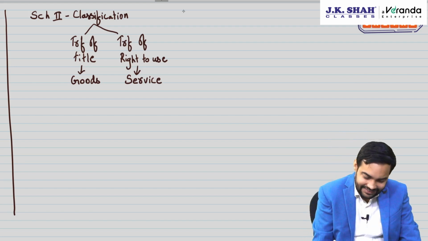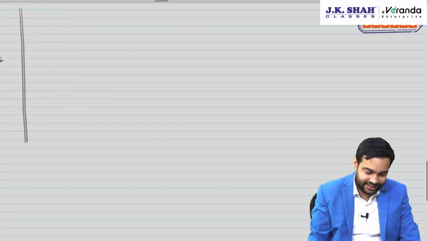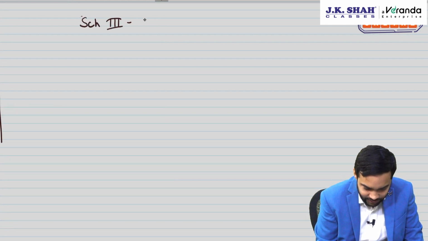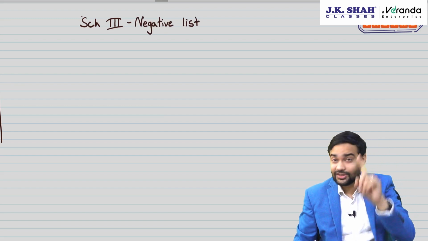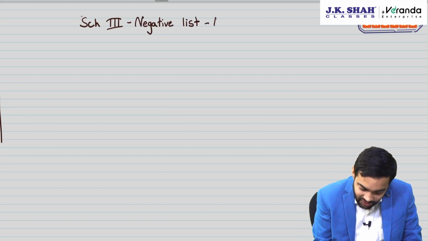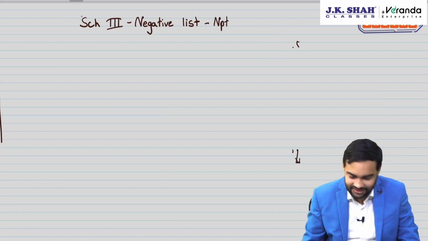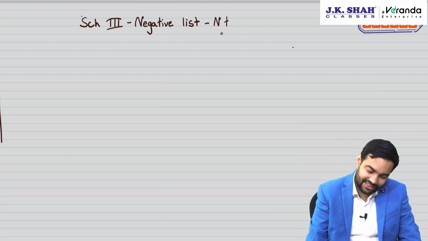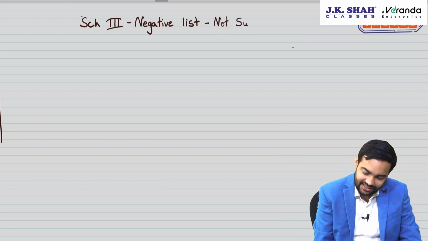Okay, then we move on to schedule 3. What does schedule 3 deal with? Schedule 3 deals with negative list. Now negative list contains the list of goods or services. These are goods or services, careful, which is not regarded as supply. That means they are goods or services, but they will not be regarded as a supply, and hence GST would not get triggered. Charging section itself doesn't get triggered. Careful, it is not a supply. It is goods or services, but it is not a supply.